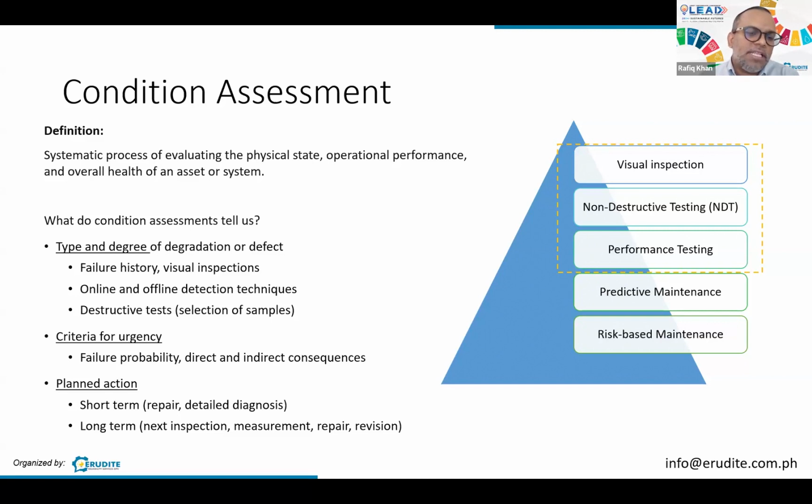Plan action. When you have criteria of urgency, you can plan. If you need a short-term fix, you can do a short-term repair and run it for a certain time until there are replacement parts, and we can replace it. We can also do a detailed diagnosis to see if, let's say, we think this insulation is going to function for a certain period of time, but we can use it at a lower load. So we can recommend that you use it at lower load and continue using it until you have a replacement. For long-term issues, we can plan for a next inspection.